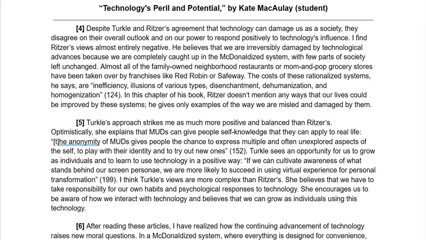Moving on to paragraphs 4 and 5, Macaulay carefully balances the positive and negative impacts of technology as presented by each author. In paragraph 4, she describes Ritzer's one-sided view and his focus on how technology has damaged human relationships. By contrast, in paragraph 5, she highlights Turkle's optimism in her belief in personal growth through self-awareness. By synthesizing both views, Macaulay suggests that technology can have both negative and positive effects, depending on how it's used.